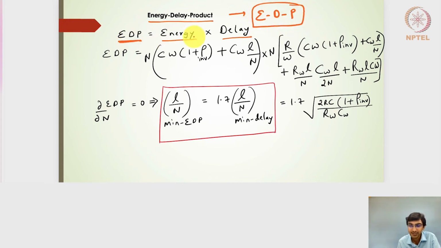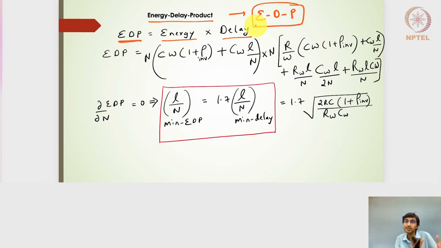So if I consider the energy delay product for a wire with the repeaters, we will have energy multiplied by delay, and that has to be minimized, so that we'll get the optimized parameters of W, we'll get the optimized parameters of L by N, and then we should be able to extract the propagation delay per unit length of the wire for getting the minimum energy delay product. And then similarly, we will try to find out the energy per unit length of the wire with the repeaters for getting the minimum energy delay product.